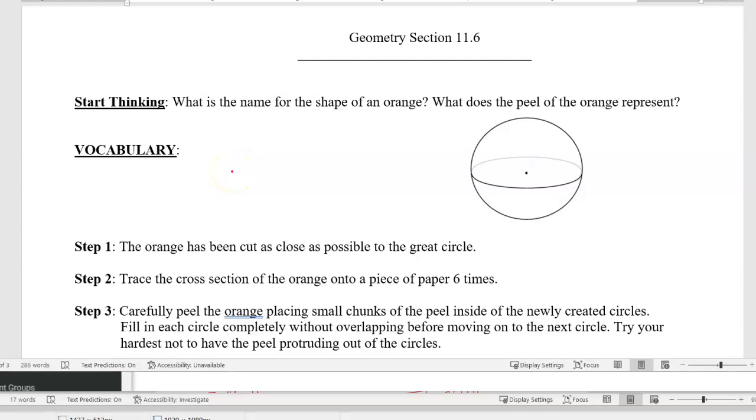Kiddos at home, I'm going to go ahead and give you the abbreviated lesson. Kiddos in class did a whole hands-on activity to develop the formulas. I'll explain to you what they did, but like I said, this is going to be an abbreviated version of what happened in class. So what we're working on in 11.6 is spheres.